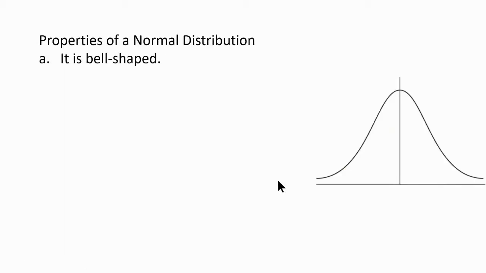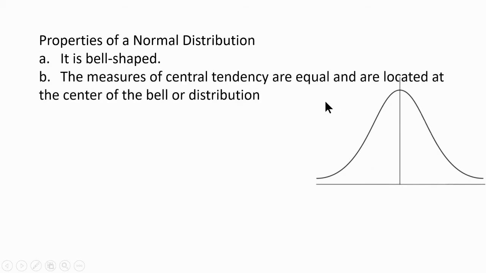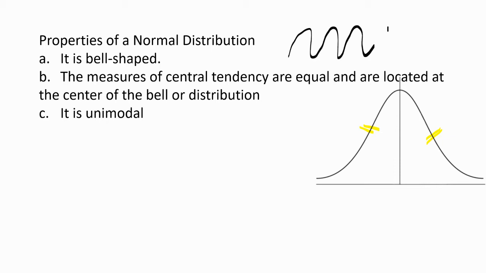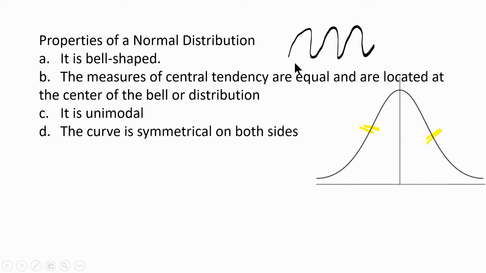Now, characteristic nun, kaya nga siya bell curve because of the shape. It's bell shaped. Ito yung mismong pagkaka-curve niya dito. And then, the measures of central tendency are equal and are located at the center of the distribution. So, this is equal to this side. Okay? Let me just change color. And then it's unimodal. So one mode, that's why we only have one peak. So kasi kung multimodal yan, hindi na po siya bell curve. We're just gonna have a wave. Okay? And then at the same time, it is symmetrical on both sides. Sabi ko sa inyo, equal sila.